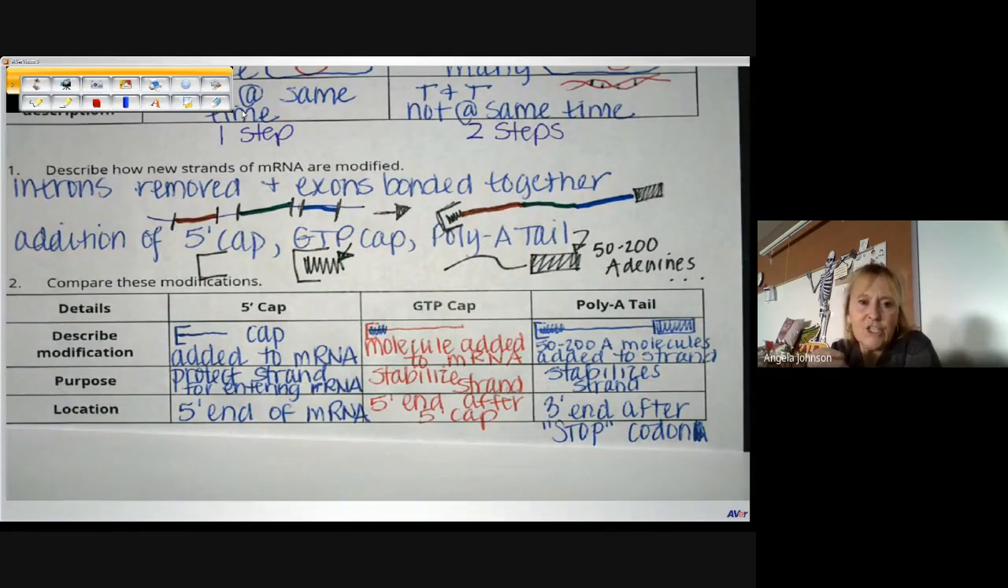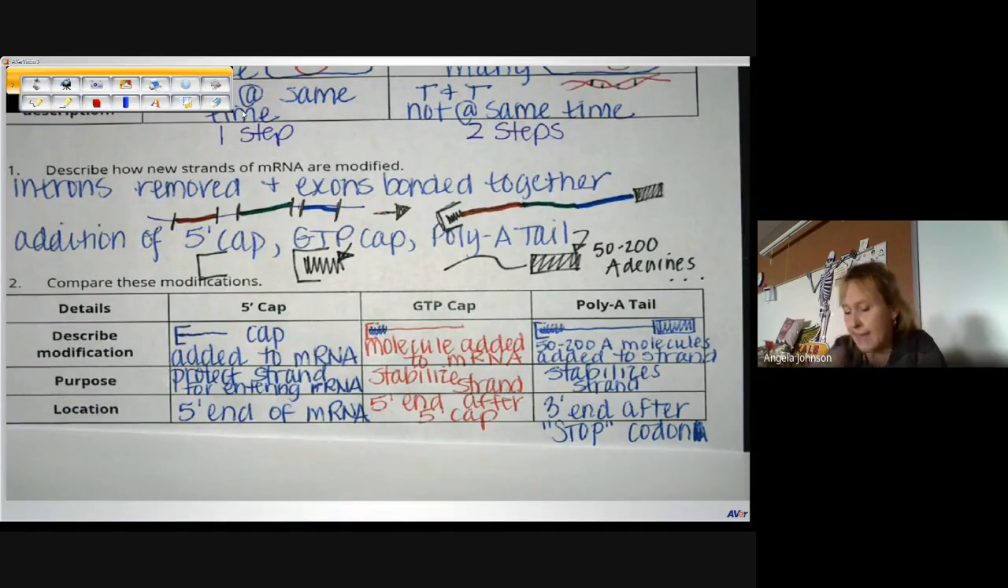GTP cap, it works to stabilize the strand. It's at the 5' end after that first cap gets put on. Poly A tail also stabilizes the strand.